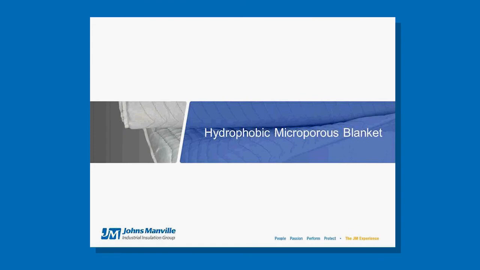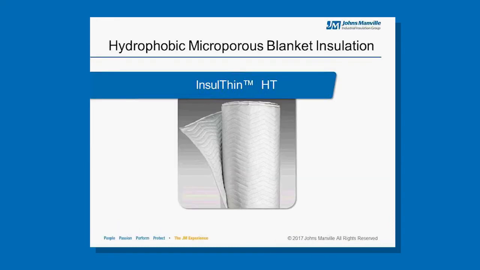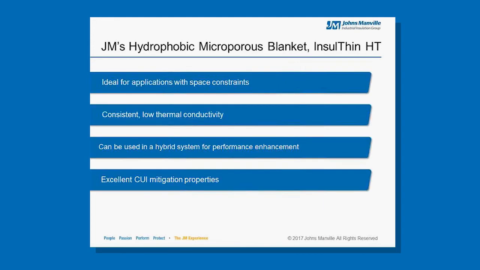Now that we've covered two of the three water repellent materials that Johns Manville currently produces, perlite being hydrophobic, we're moving to hydrophobic microporous blanket. This is our InsulThin HT product. InsulThin HT has a number of benefits. Some of these benefits are it's thin, so it applies well for space-constrained applications. It's also a blanket material, which means that it can wrap large diameter equipment, vessels, piping very quickly and efficiently.